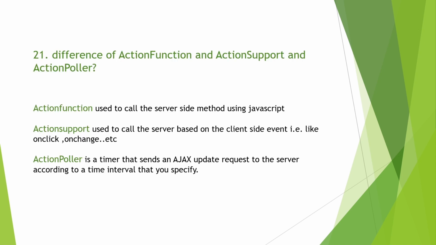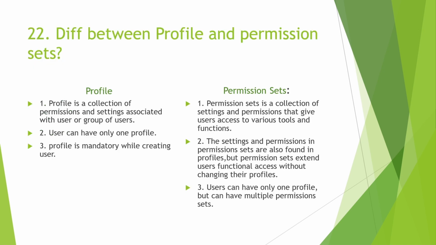Difference of ActionFunction and ActionSupport and ActionPoller? ActionFunction is used to call the server-side method using JavaScript. ActionSupport is used to call the server based on the client-side event, i.e., like onClick, onChange, etc. ActionPoller is a timer that sends an AJAX update request to the server according to a time interval that you specify.